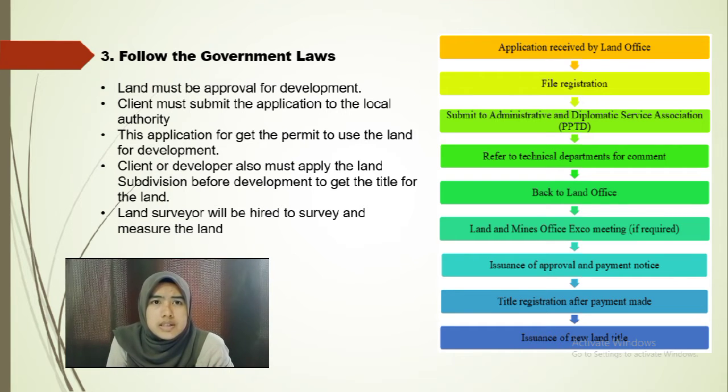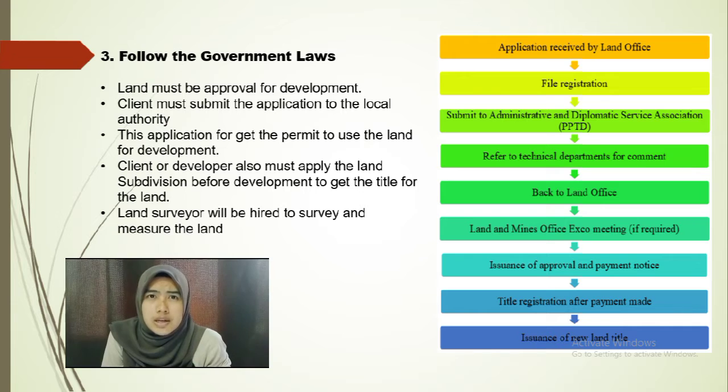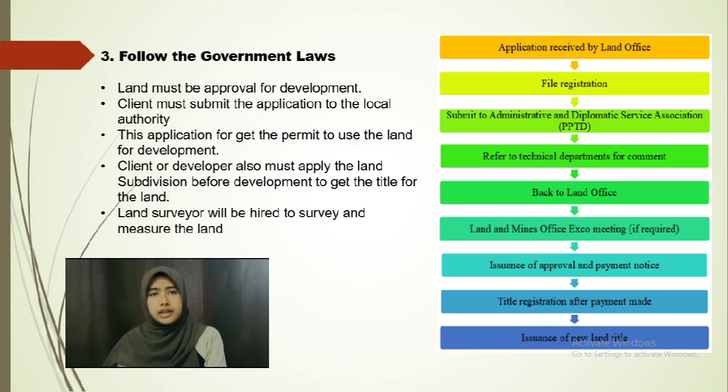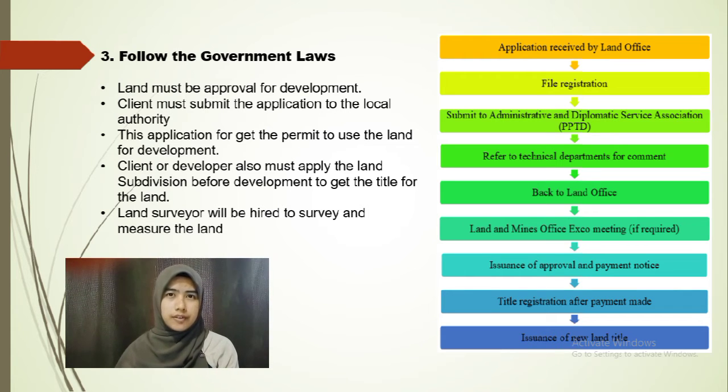First, the application is received by the land office and file registrations, submitted to administrative, referred to technical and back to the land office. Next is issuance of approval and payment notice. Next is title registrations and payment made. And for the last is issuance of new title of land.